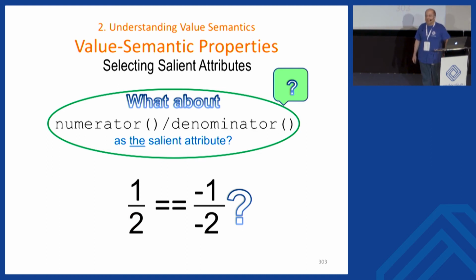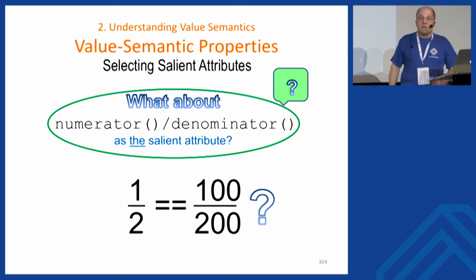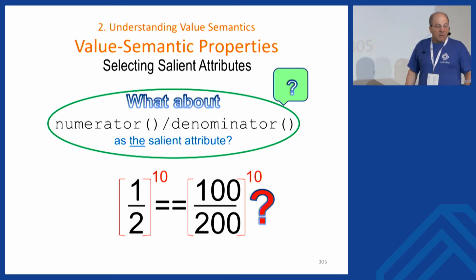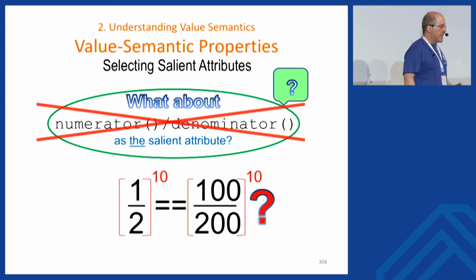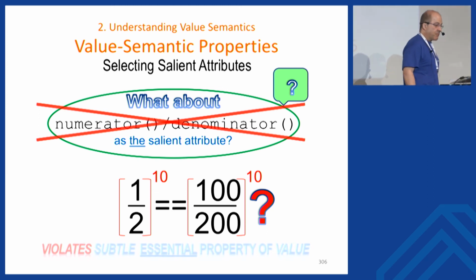How about this? Do these represent the same value? And then what about this? Now, it turns out that if we do the same operation to both, one of them will overflow and one won't. So now we get into trouble about representation. So this is not a good definition in practice.